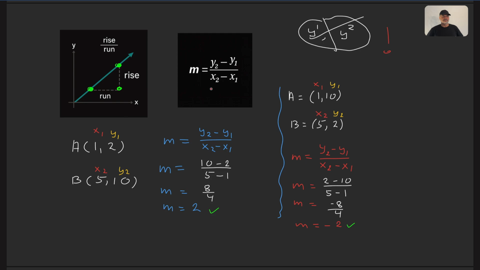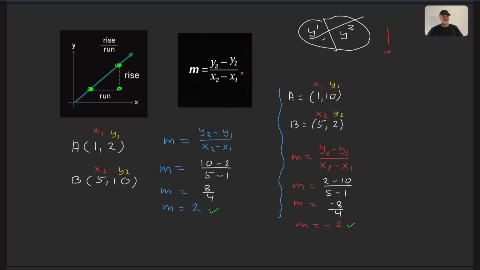The second common mistake students make is when they switch around, instead of going y2 minus y1 divided by x2 minus x1, sometimes kids do x1 minus x2 at the bottom, and the top is y2 minus y1.